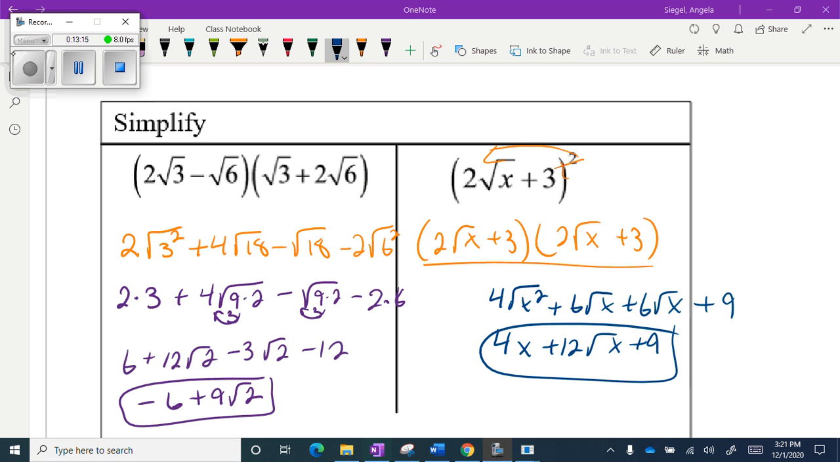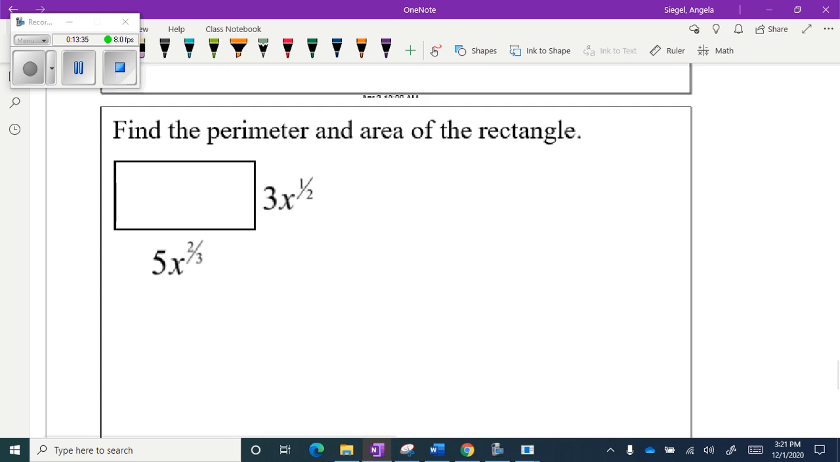Okay, so these are our 2 answers, and hopefully you can follow this okay. This is the first, this one, and then outer is this one, inner is this one, and then last is this one. Okay, and so the last one, finally, we're trying to find the area and the perimeter.